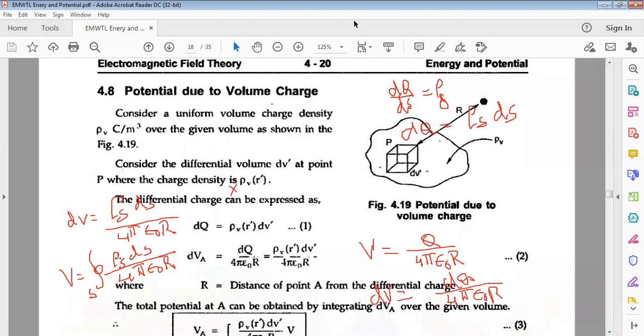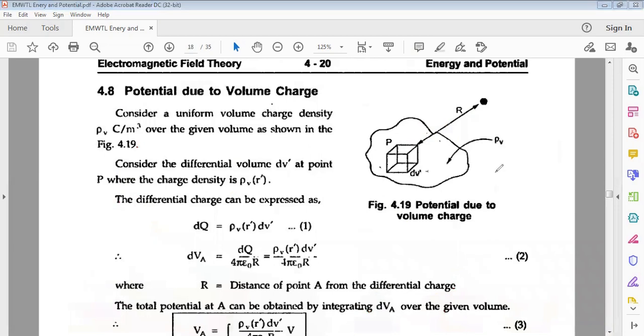Now the potential due to the volume charge. The only difference is that the line is converted to the surface, and the surface is now converted to the volume. The charge is uniformly distributed, with charge density rho V over the given volume as shown in the figure. Consider the differential volume dV.